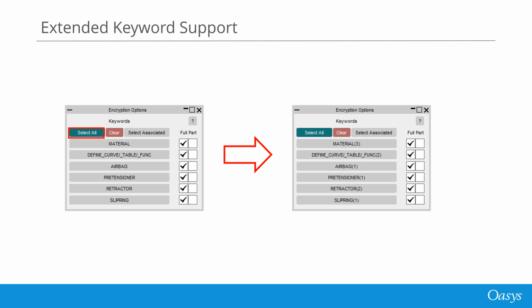We added 4 new keywords to the tool: airbag, element seatbelt pretensioner, retractor, and slip ring. These keywords are all essential for car safety and other complex models. By encrypting this data, you can protect sensitive information whilst also being able to share your models with others.